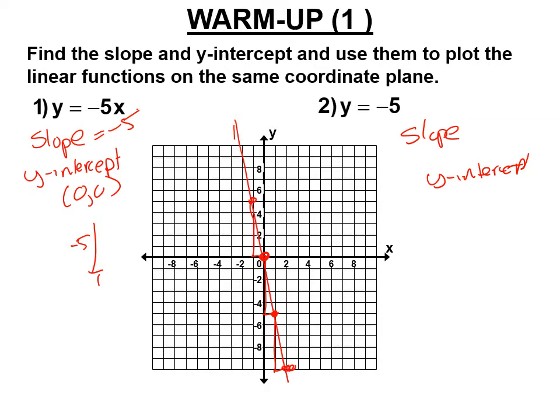All right, so now the other one looks very similar. But what is it? Well, there's no x. Why? Because the slope is 0. Y equals 0x minus 5. The y-intercept is (0, -5), and the slope is 0. So that's the graph of a horizontal line.